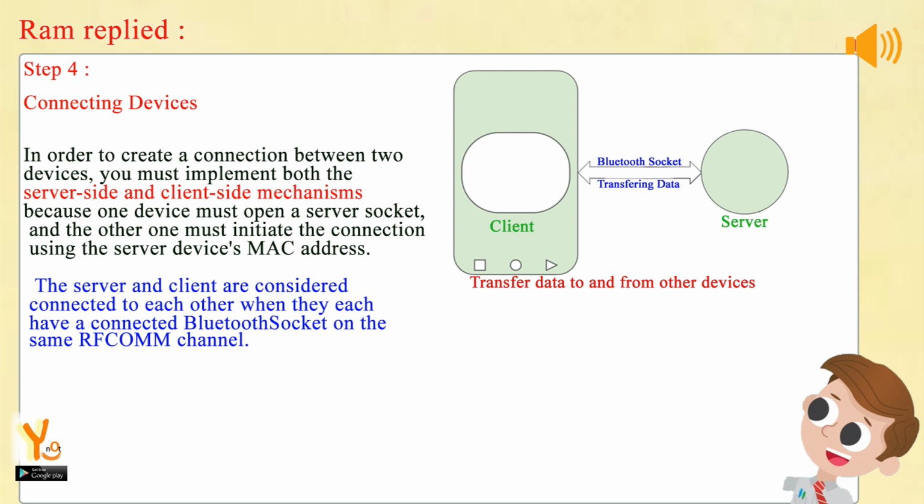Connecting devices. In order to create a connection between two devices, you must implement both the server-side and client-side mechanisms because one device must open a server socket, and the other one must initiate the connection using the server device's MAC address. The server and client are considered connected to each other when they each have a connected Bluetooth socket on the same RFCOMM channel.